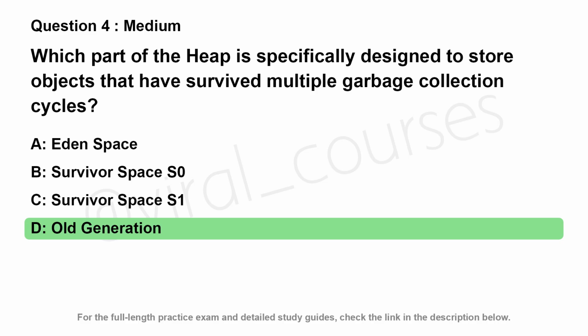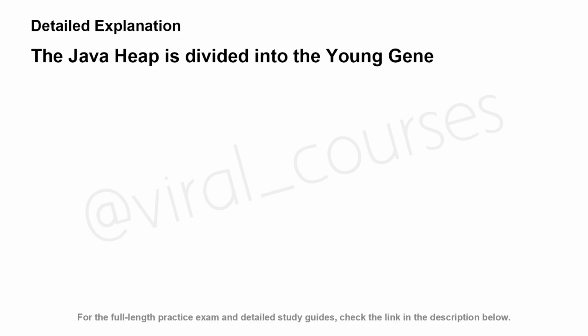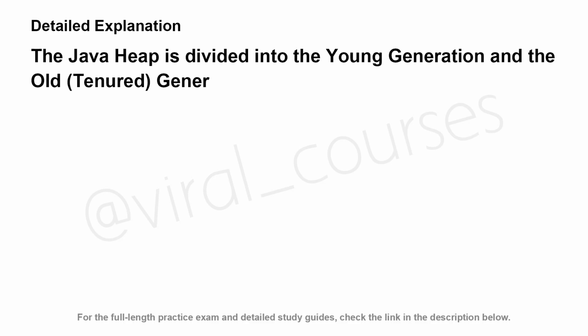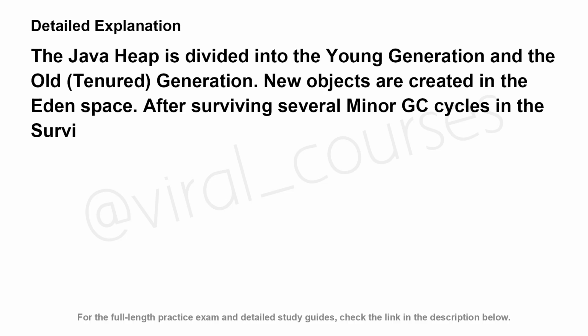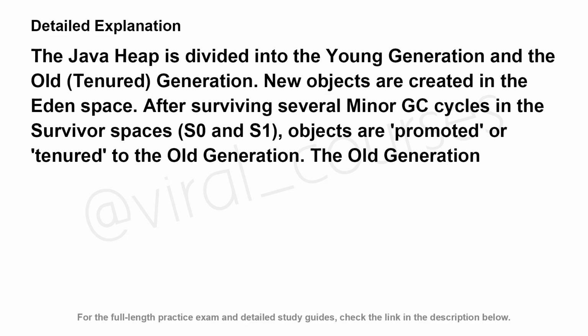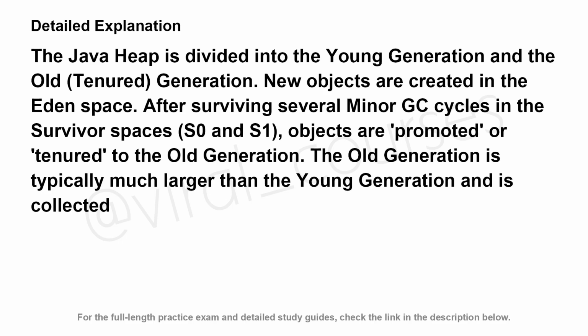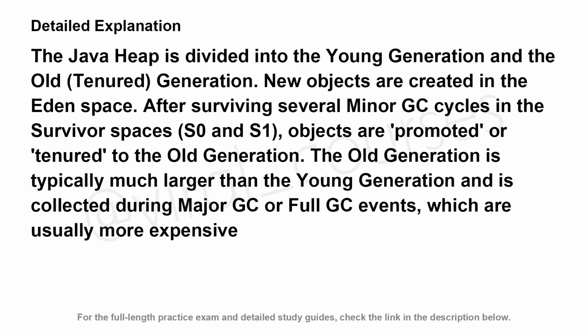The correct answer is D. The Java heap is divided into the young generation and the old, tenured generation. New objects are created in the Eden space. After surviving several minor GC cycles in the survivor spaces S0 and S1, objects are promoted, or tenured, to the old generation. The old generation is typically much larger than the young generation and is collected during major GC or full GC events, which are usually more expensive in terms of performance.